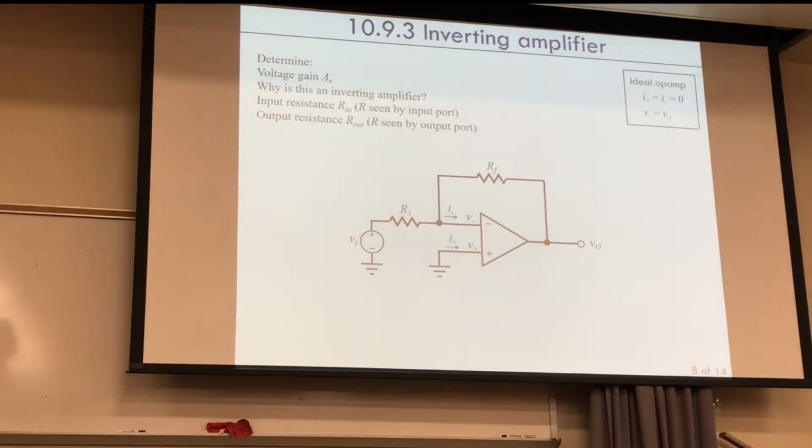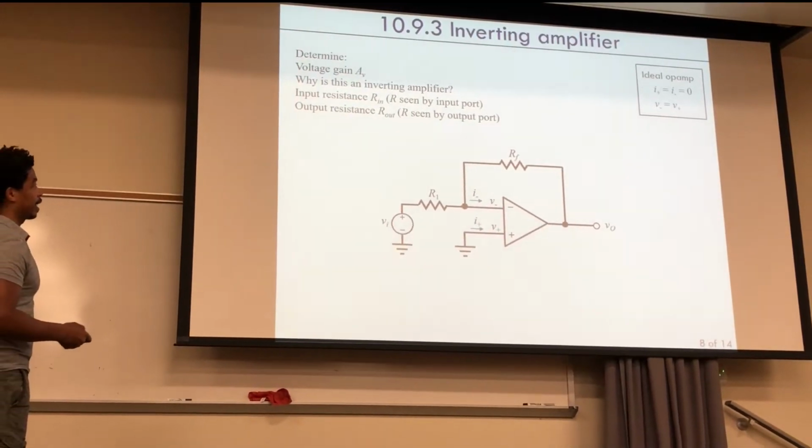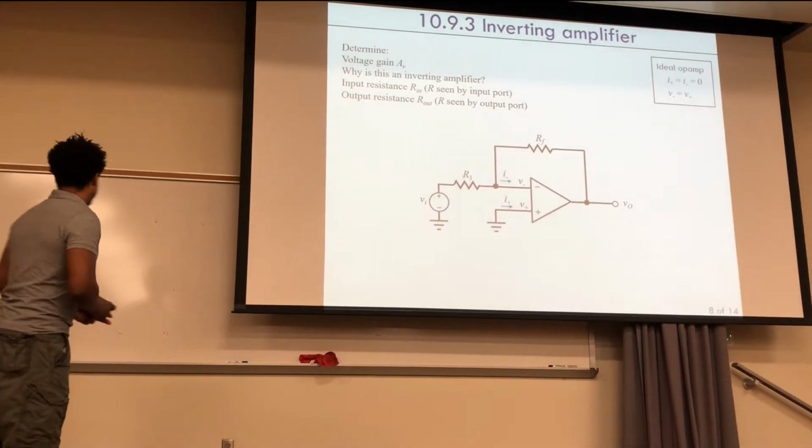Okay, so let's look at the inverting amplifier. Let's go through this, and we'll figure it all out, what these things are. We'll determine the gain of this. We'll determine why it is an inverting amplifier. We'll look at the input resistance seen from this side over here. We'll look at the output resistance as seen from the output. Okay, and try to characterize this whole thing.